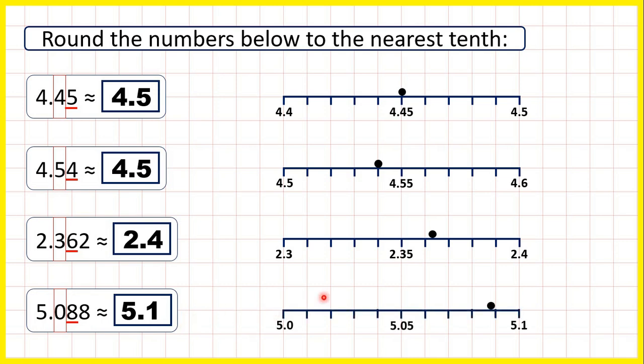We can see that 5.088 is closer to 5.1 than it is to 5 or 5.0, so that's why we round up.